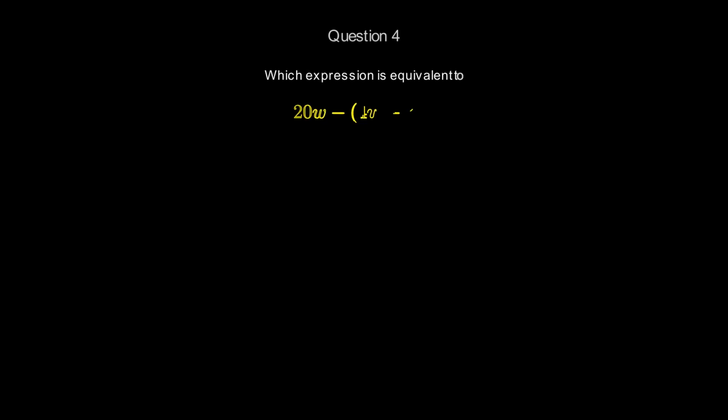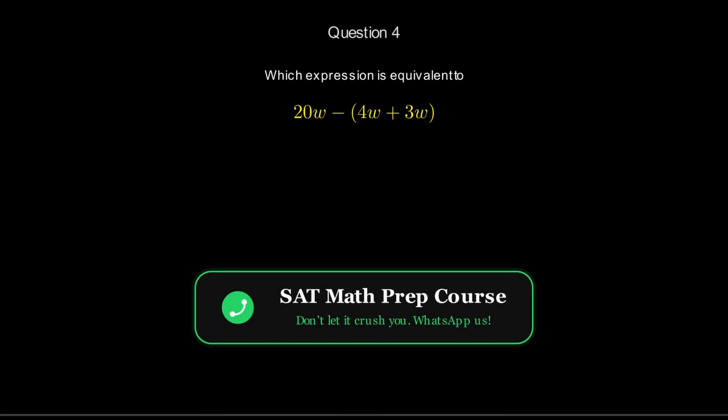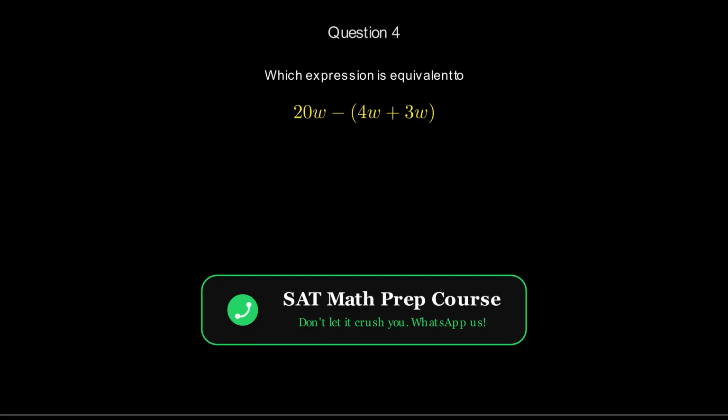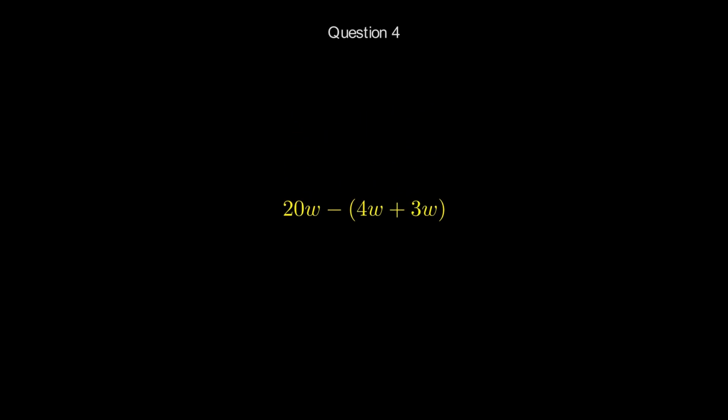Let's move on to question 4. We are asked to find which expression is equivalent to 20W minus open parenthesis 4W plus 3W close parenthesis. Following the standard order of operations, we must simplify the terms inside the parentheses first. Adding 4W and 3W together gives us 7W. Now our expression becomes 20W minus 7W. Finally, subtracting 7W from 20W leaves us with exactly 13W. Looking at our choices, this matches option B perfectly, making B the correct answer.